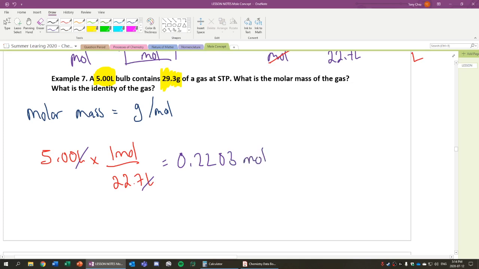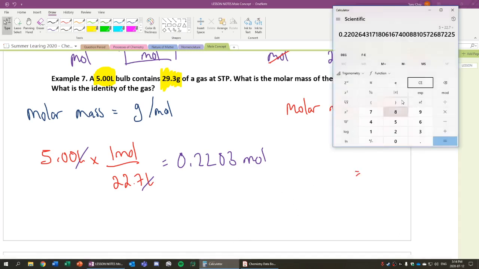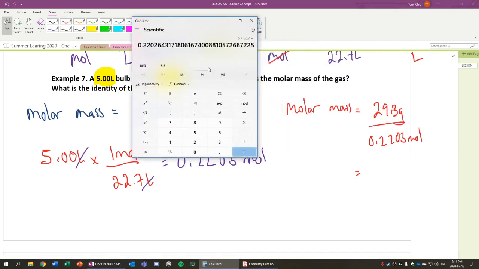And it has a mass of 29.3, so we can find our molar mass. The molar mass is equal to 29.3 grams divided by 0.2203 moles. And this should give you the molar mass of the substance, whatever it is. So if I punch in my calculator 29.3 divided by 0.2203, I'm going to get 133 grams per mole.